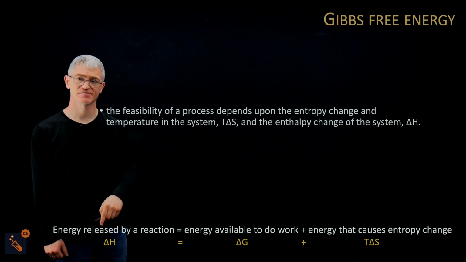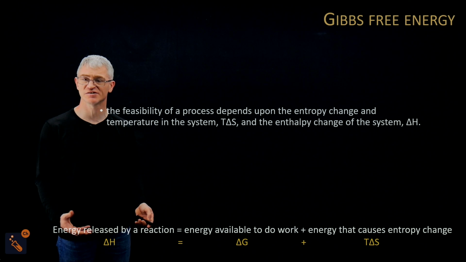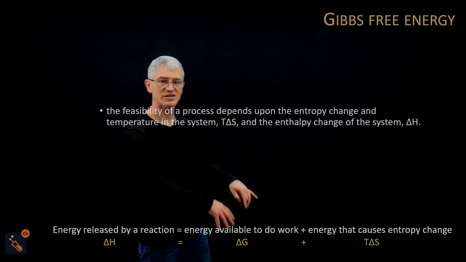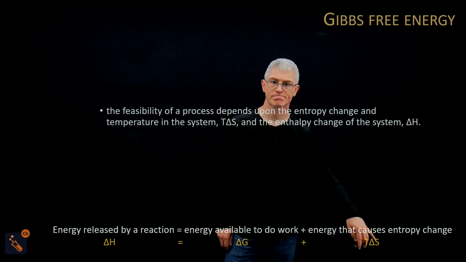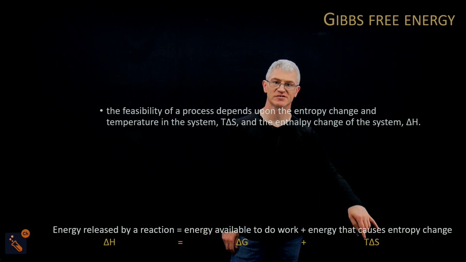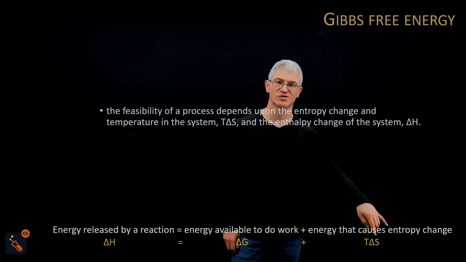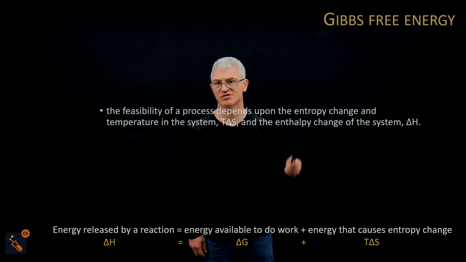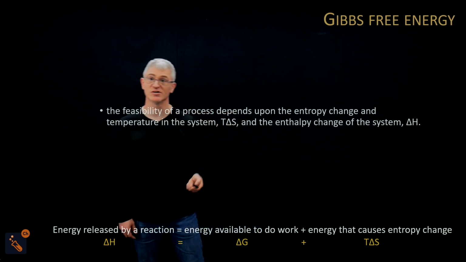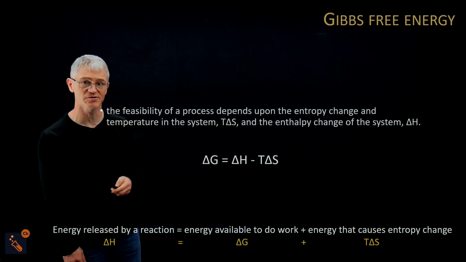Energy released by a reaction, or the energy of a reaction essentially, is equal to the energy available to do work and the energy that causes the entropy change. So that's a T and that's a delta S. So basically we need to know the temperature and we need to know the entropy. And here is your delta G. Now delta G tells you whether your reaction is feasible or not, if it's equal to or less than 0.